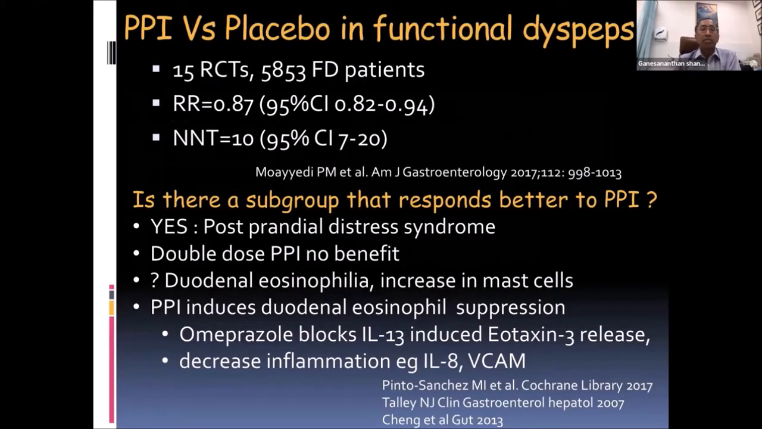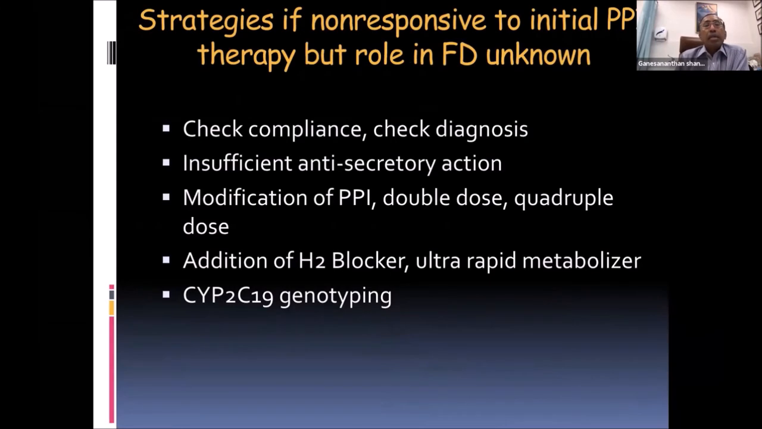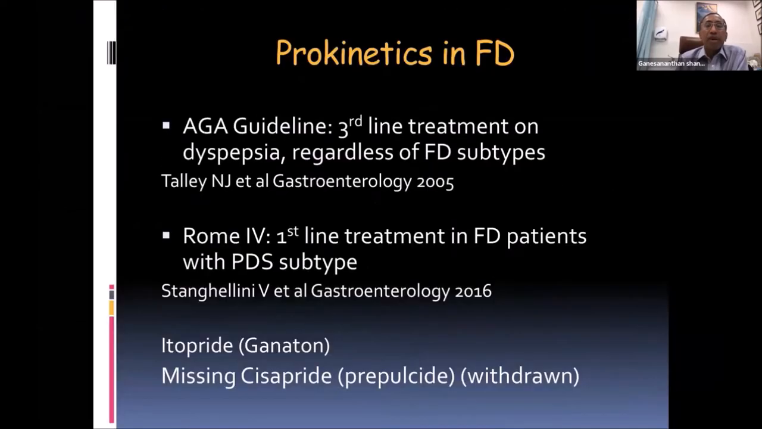PPI in functional dyspepsia is very useful. The number needed to treat to get an outcome would be about 10. It's a large number, but again, it's a useful strategy for management of patients with epigastric burning and epigastric pain syndrome. If you fail the PPI in this group of patients, the first thing you want to ask, just like in reflux disease, is compliance. You must check compliance. Are the patients compliant to your therapy? Most people are not compliant. We know that from the treatment of reflux disease. You may have to modify the PPI, change the PPI, or double the dose.